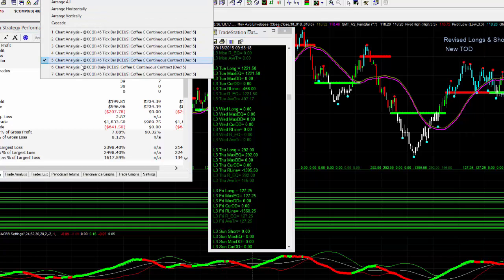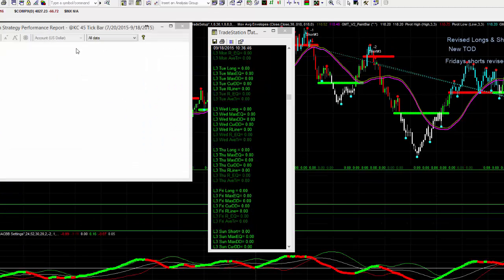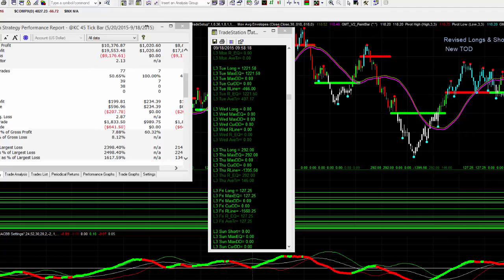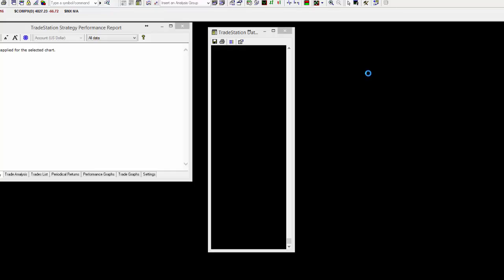So if I grab Friday shorts, if I actually just grab the longs here and go edit, copy, and we'll call this Friday longs and see if we can get that performing a little bit better as well.